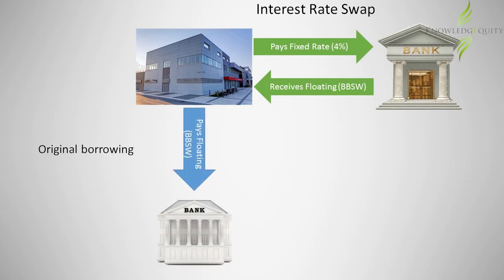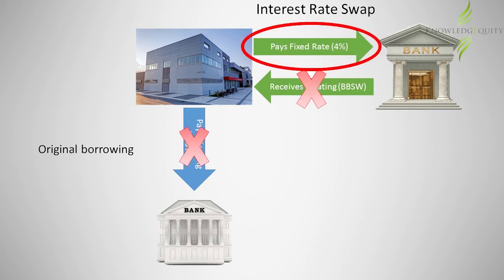The funds received from the floating leg of the swap will offset the interest on the original borrowing. So therefore, the organisation's net exposure is now just the fixed rate under the interest rate swap.